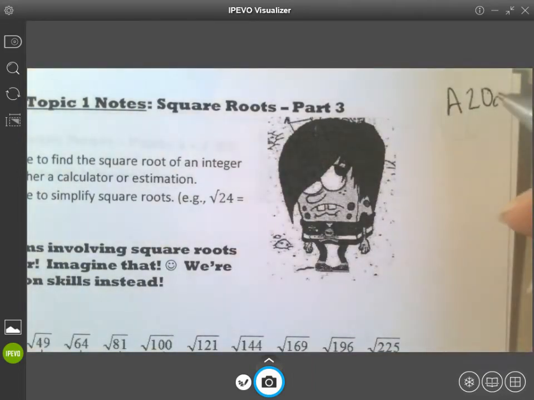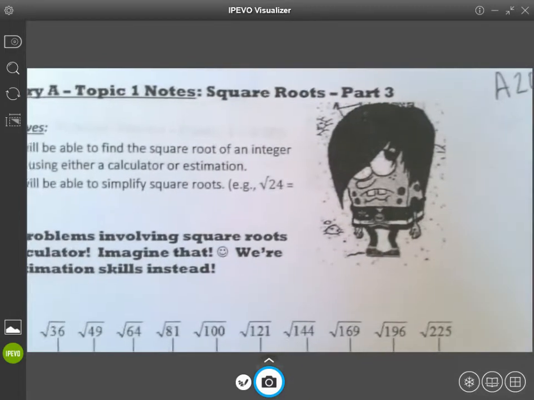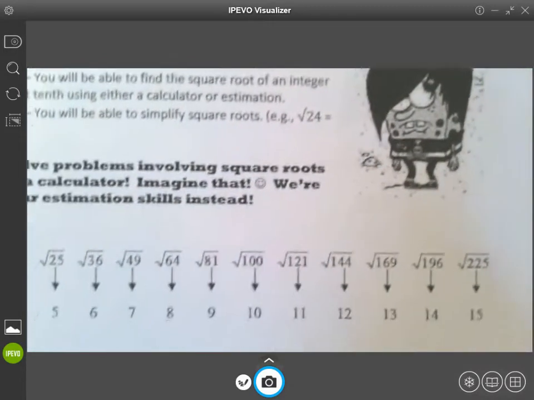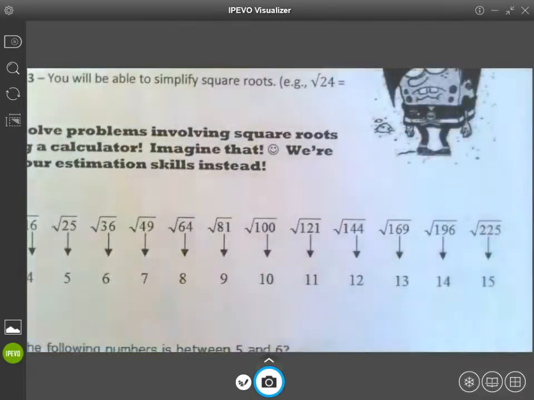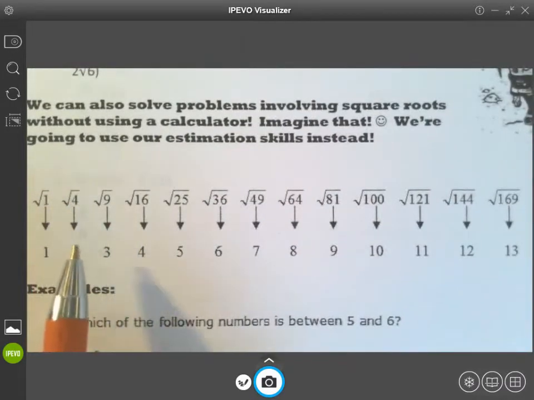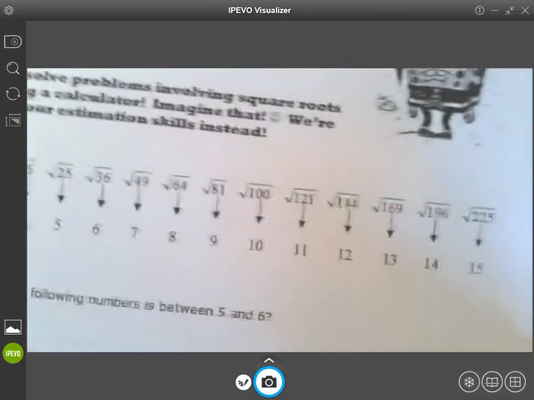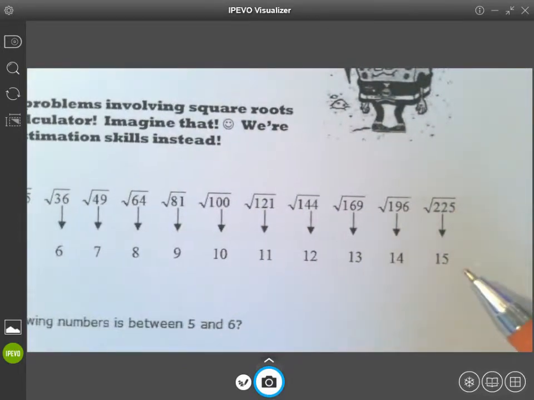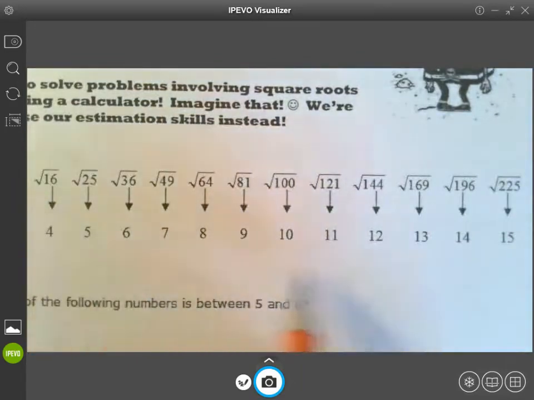That's quite the neighborhood. All right, we're looking at A20a, and we are looking at square roots part 3. Now, you have your list of perfect squares, but here it is. Square root of 1 is 1. Square root of 4 is 2. Going on, and this one goes up to the square root of 225 is 15. And you can see we're just counting up by ones, but then these are all perfect squares.